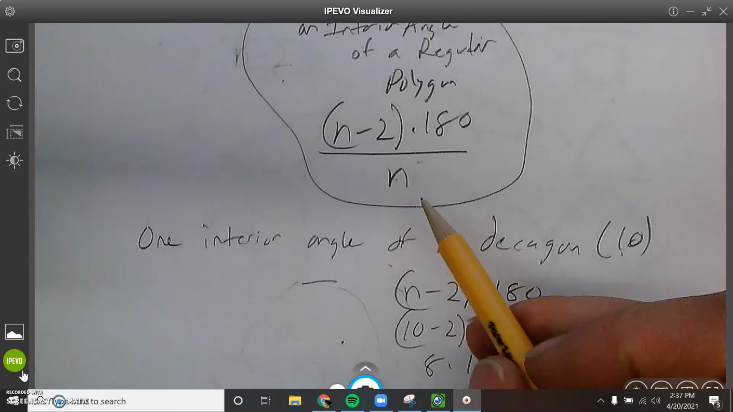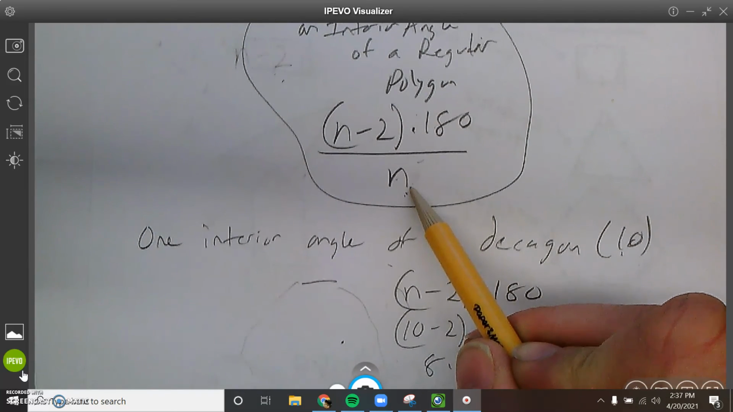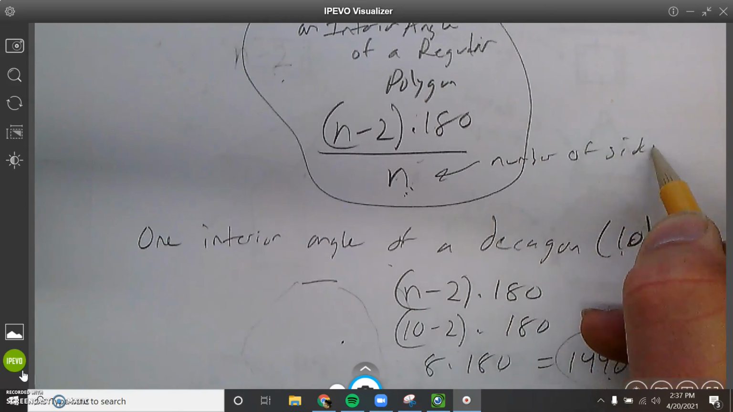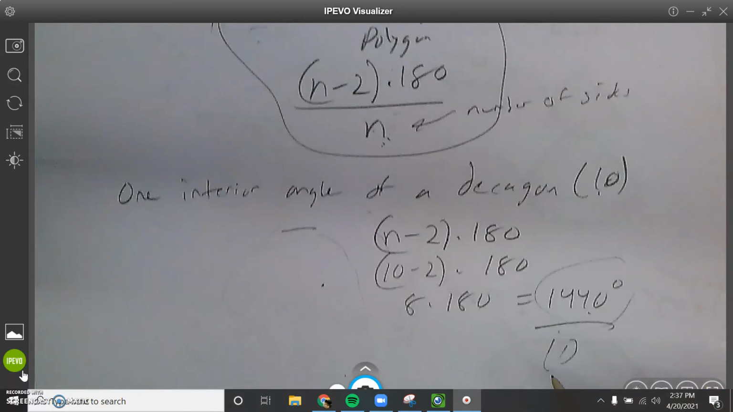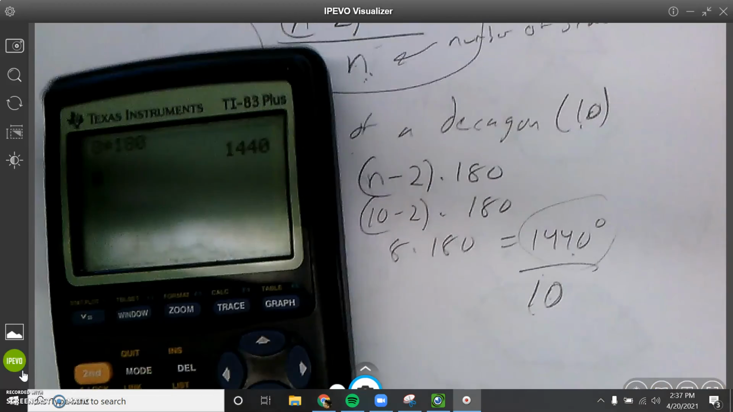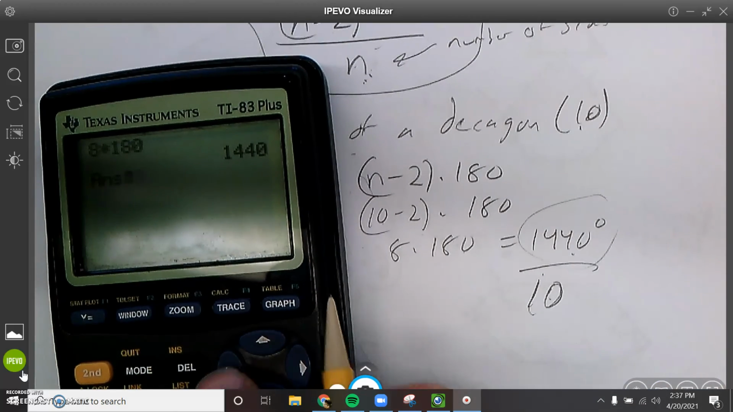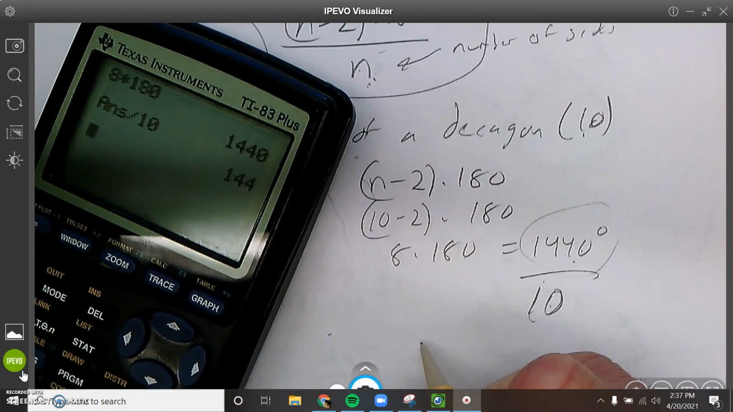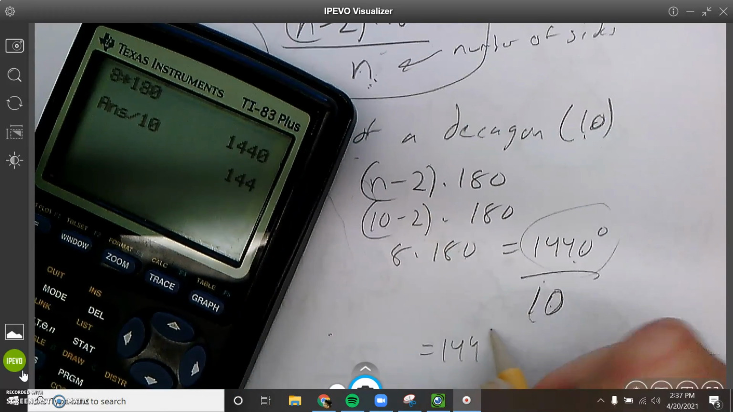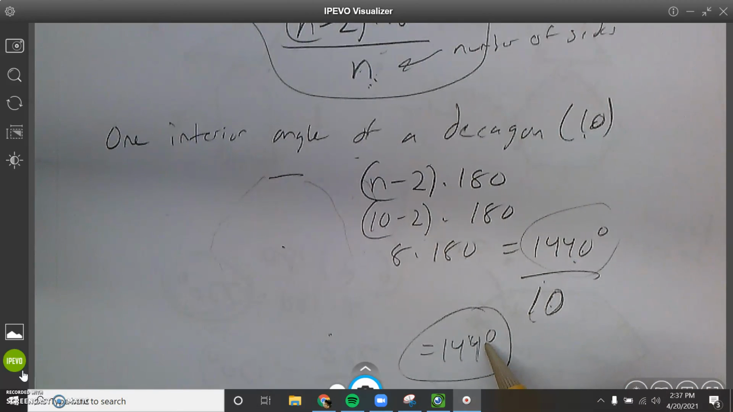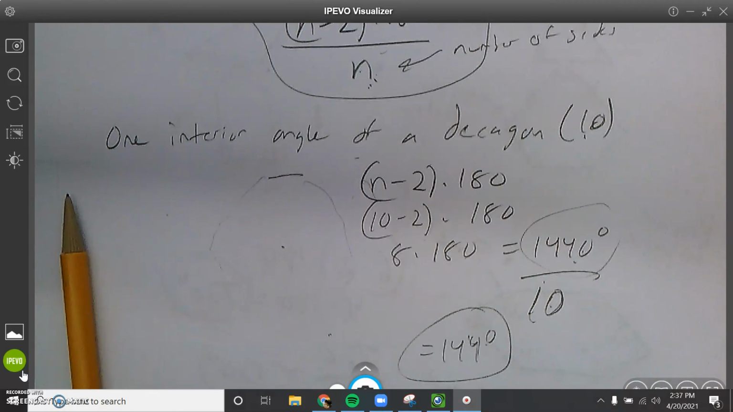Now I'm going to divide by n, the number of sides, right? N is number of sides. So I'm going to divide by 10, because I have 10 equal angles. Divide by 10, and I get 144 degrees. So each angle in a regular decagon equals 144 degrees. Nice job. Try the practice. Good work.